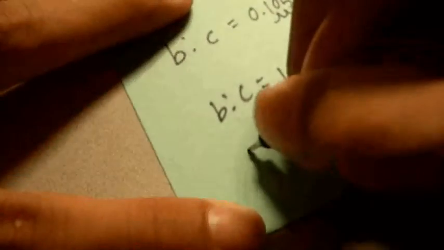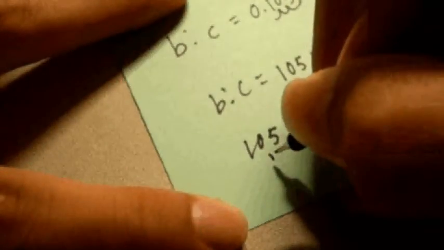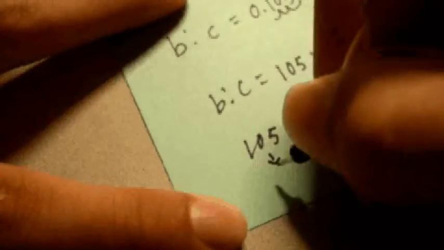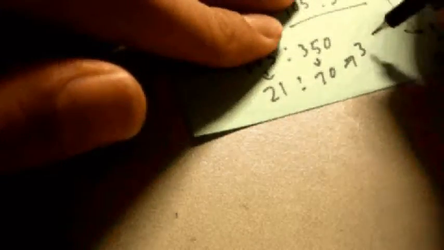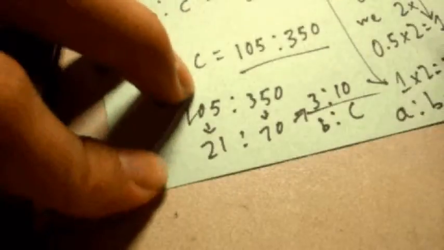105 and 350 can be divided by 5. 105 divided by 5 equals 21, and 350 divided by 5 we get 70. We can simplify this further by dividing them by 7. So 21 divided by 7 will be 3, and 70 divided by 7 will be 10. So now B is to C is 3 is to 10. Okay, so we have done the first part of the question.